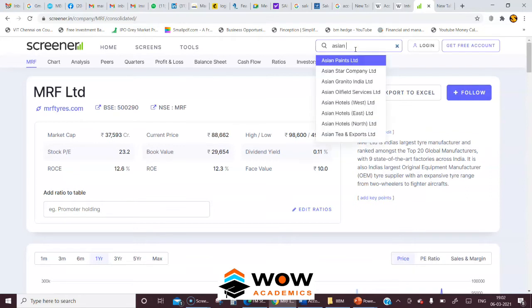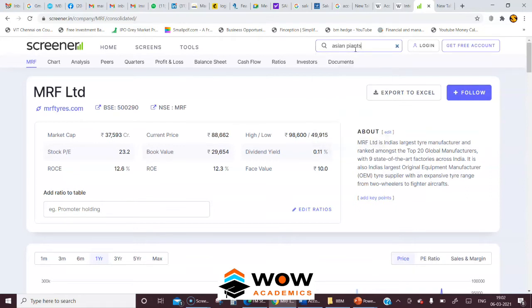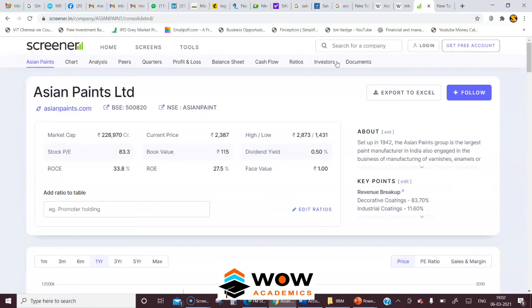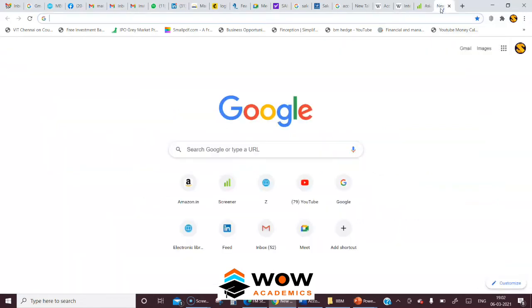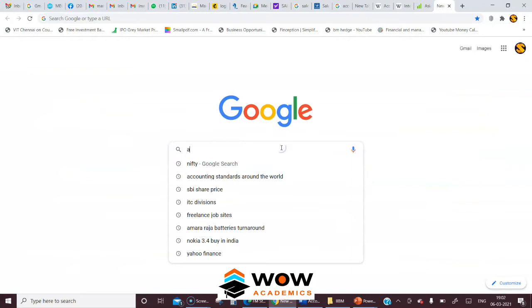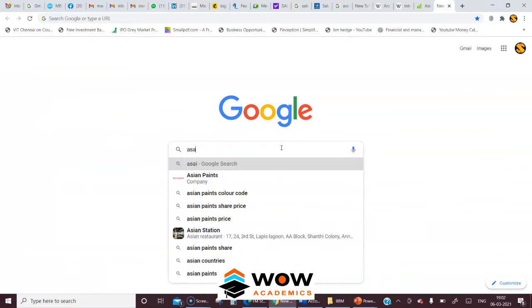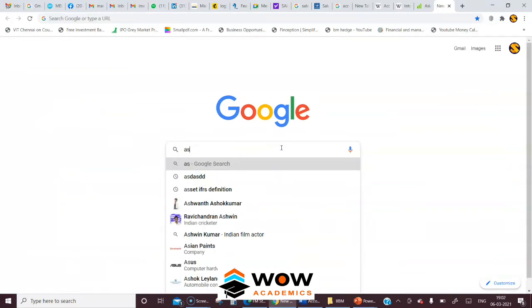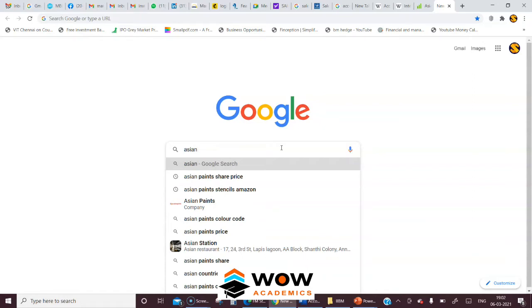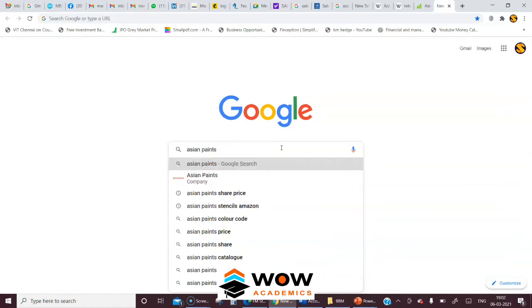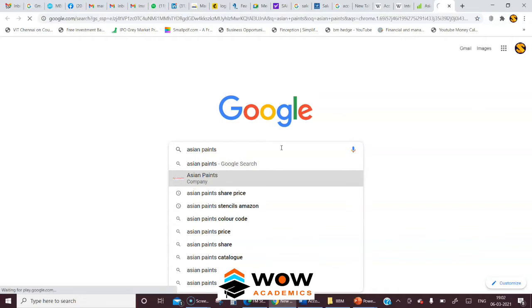So for example, I have typed the company name as Asian Paints, okay, and the name is available. So we have got the company's data, okay. So once you get the company's data here, okay, it is a listed company, okay. So once it's a listed company, you can search in Google about the company, Asian Paints, okay.